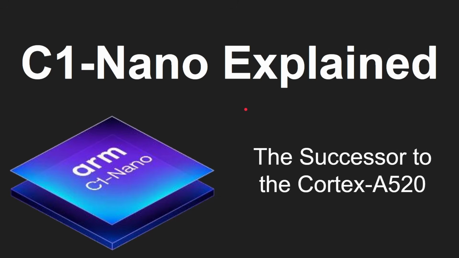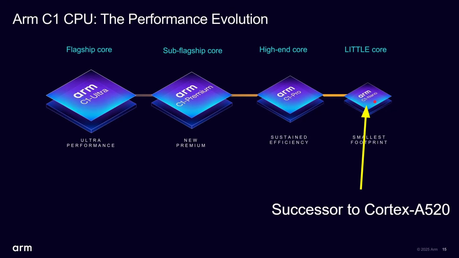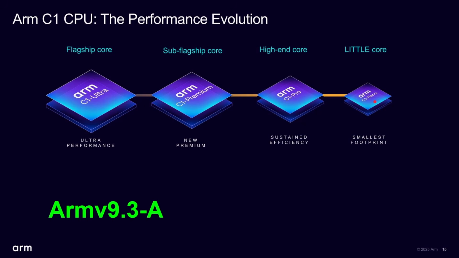Okay, so let's get into this. The C1-Nano is the successor to the Cortex-A520, and the reason it's a new efficiency core has now been released because all of these are on Armv9.3. So 4 new cores from Arm. We're now looking at this Nano one, the successor to the A520.